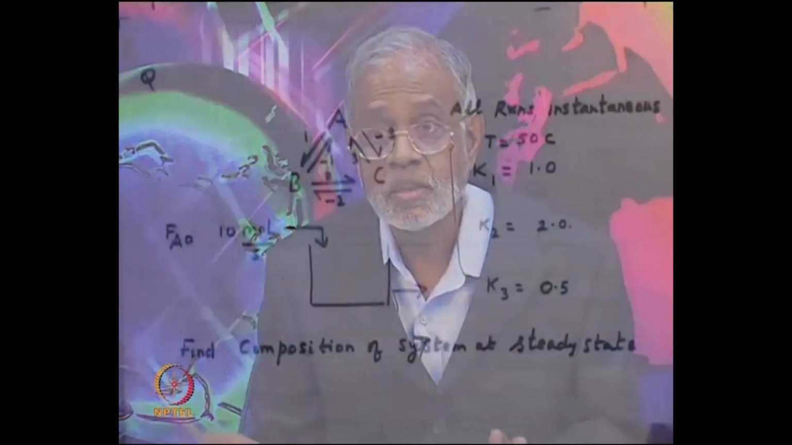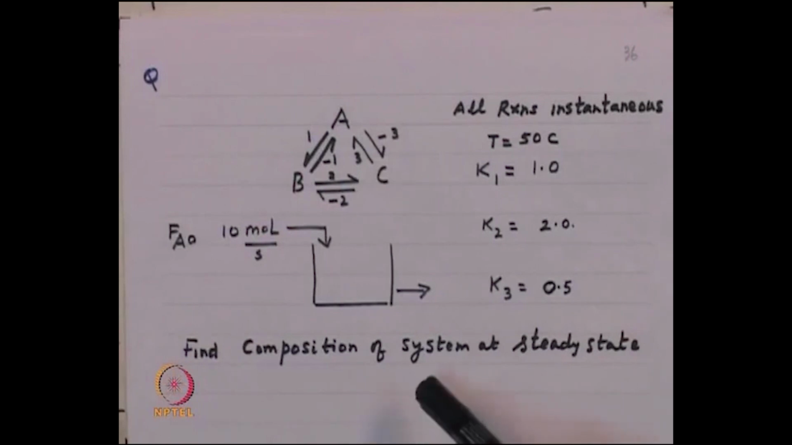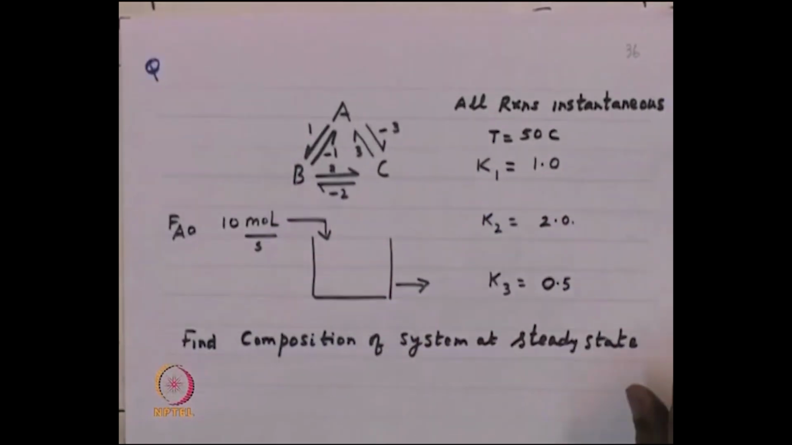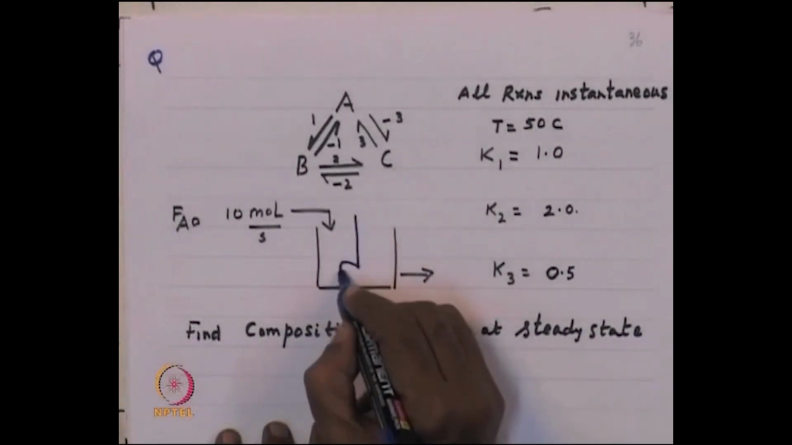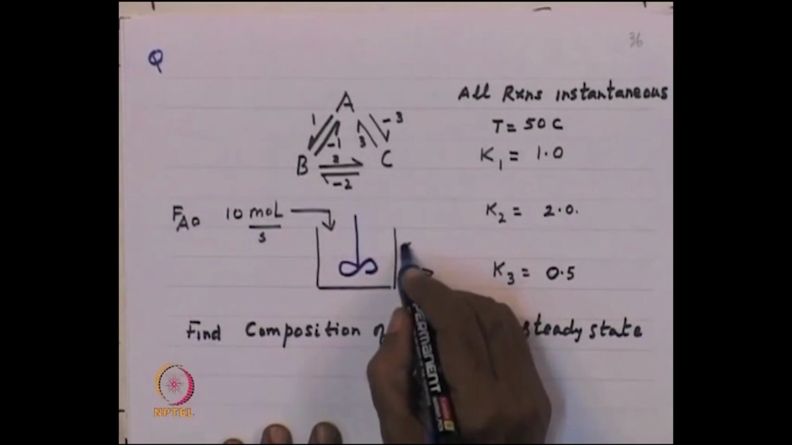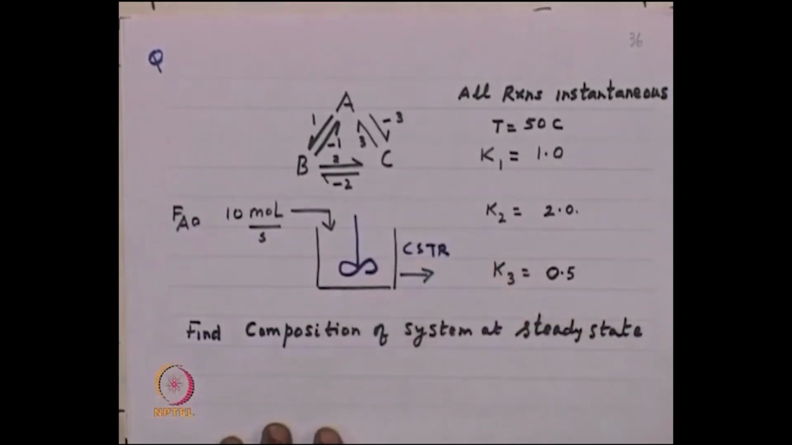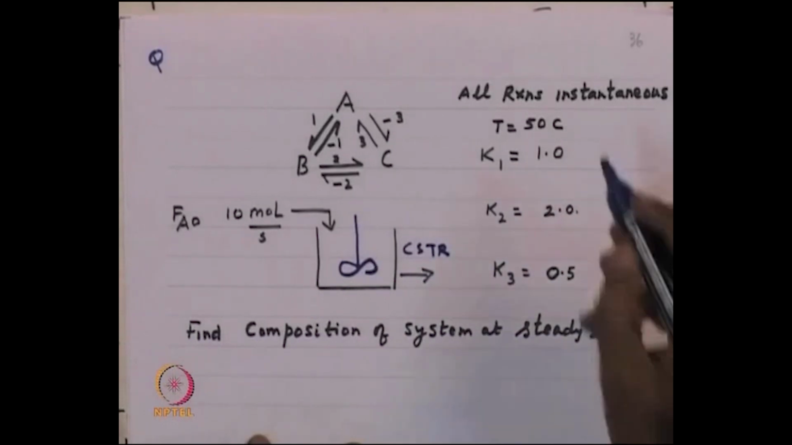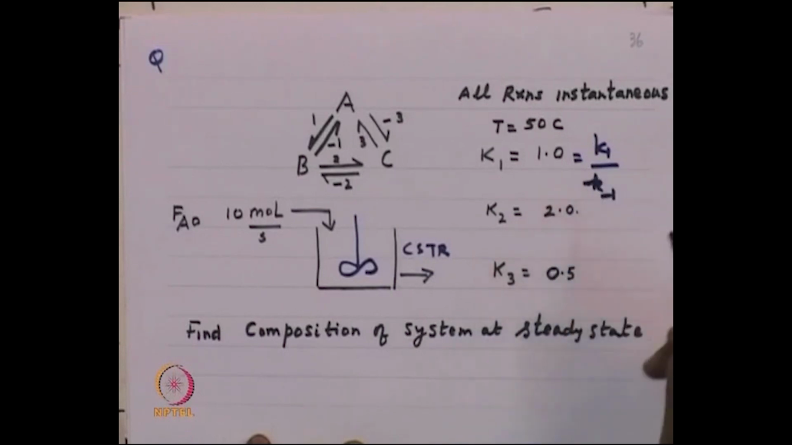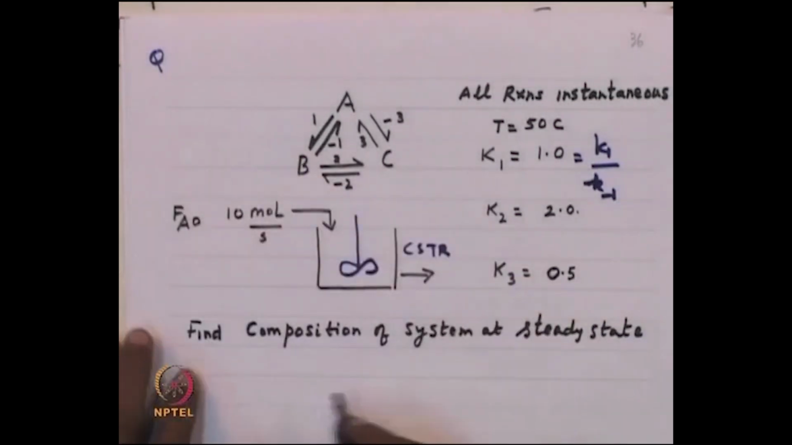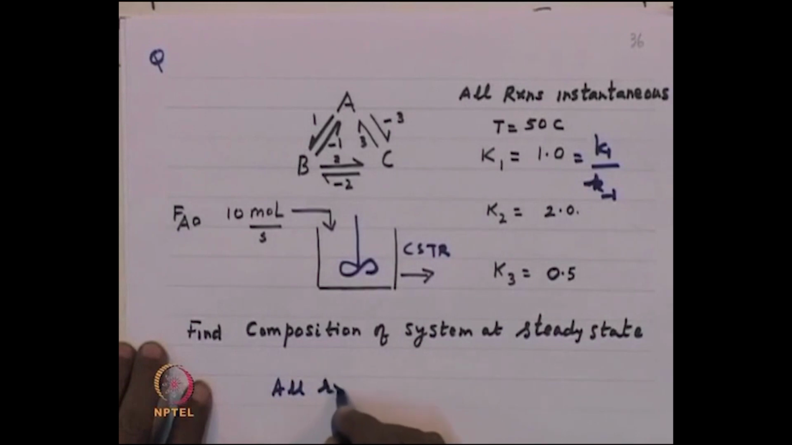So, for that what we have is, this is a multiple reaction, A goes to B, B goes to C and C goes to A. So, I have written 1 and minus 1 showing the forward and backward reactions. Okay. And we are trying to do this in a stirred vessel or a CSTR. Okay. And some numbers are given: k 1, K 1 is simply k 1 by k minus 1, similarly K 2 and K 3. Okay. All reactions are instantaneous, all reactions are instantaneous. Okay.